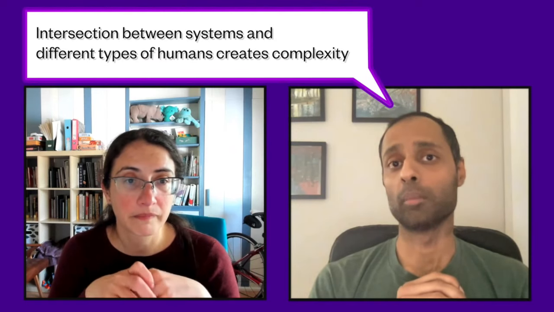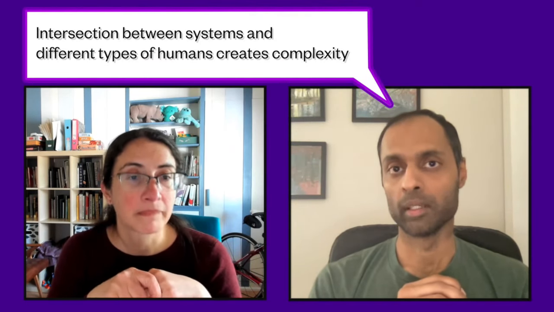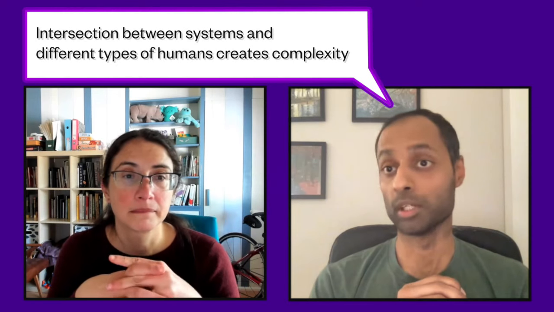Yeah, so I think the intersection between systems and the type of humans is what creates a complex ecosystem, right? Not just systems talking to other systems alone. Now, obviously, there are complexities around one system talking to another, and you build a complex layer just because of that.